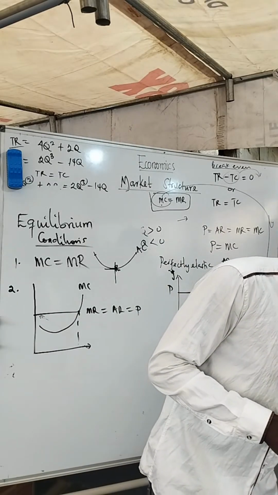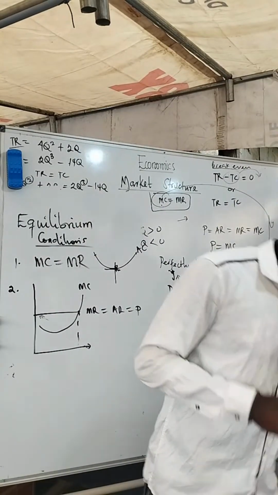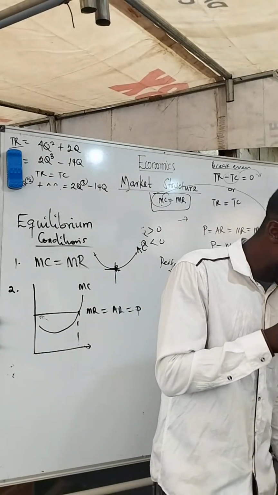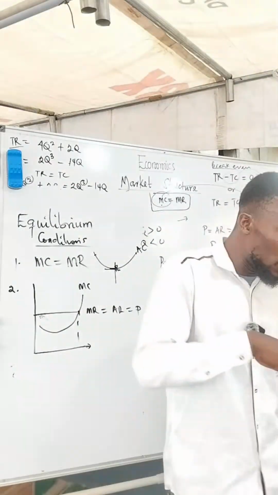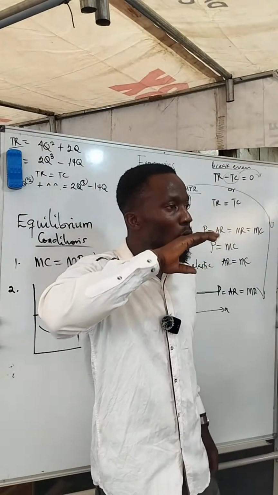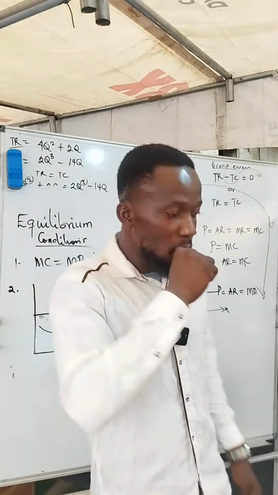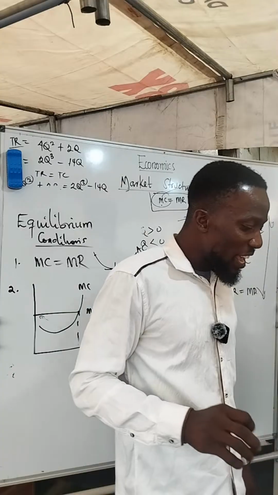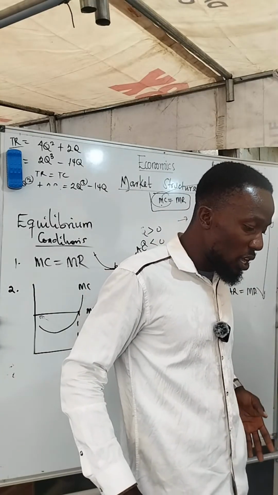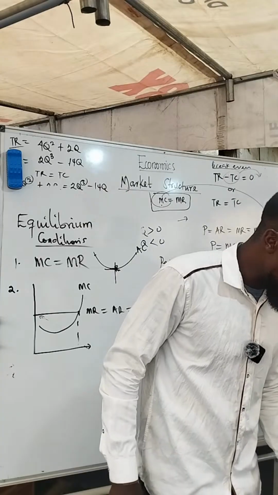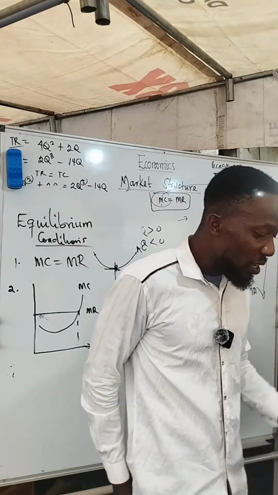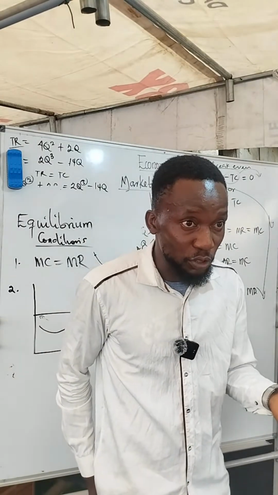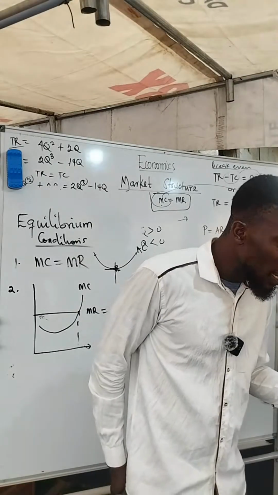Now, in the long run too, are you with me? There is also the possibility, not in the long run, of a firm making loss. When does a firm make loss? In a perfect market, a firm can make abnormal profit or loss. We've talked about the abnormal profit situation, right? Why they make abnormal profit, right? Now, let us consider loss.